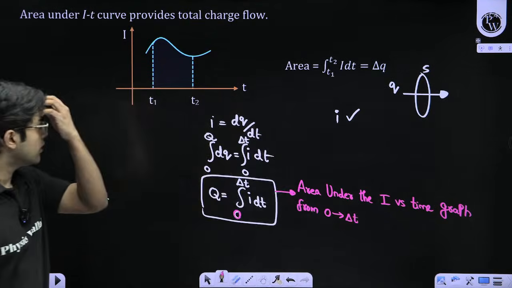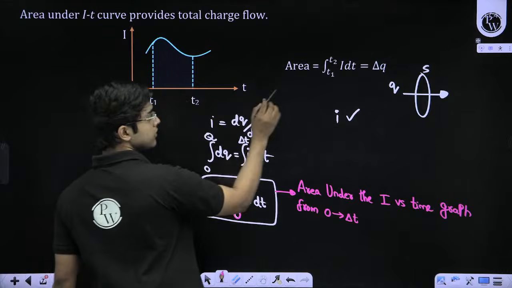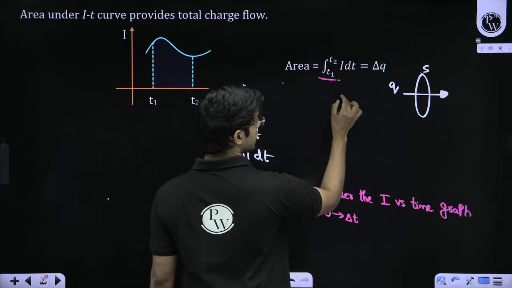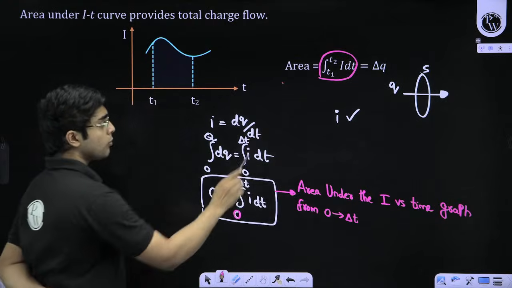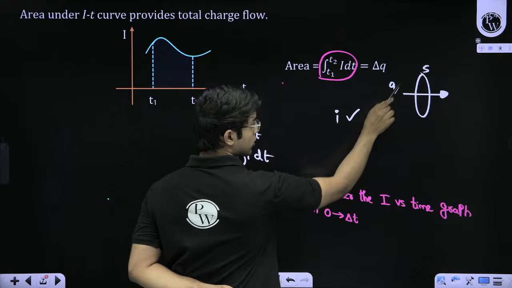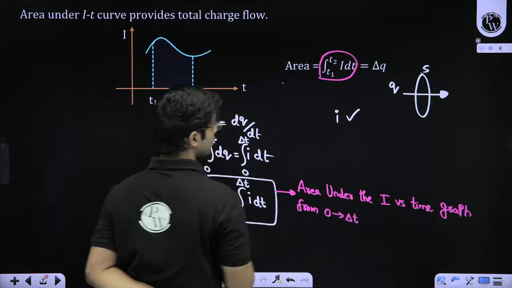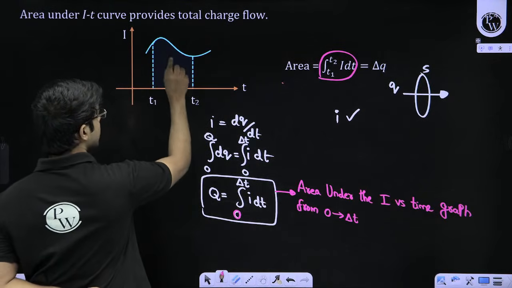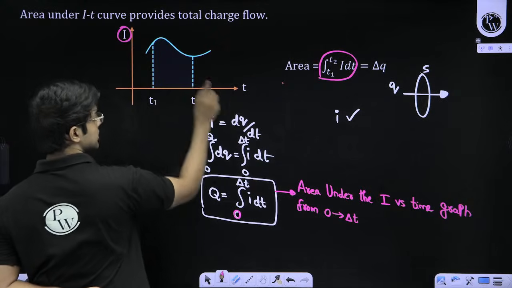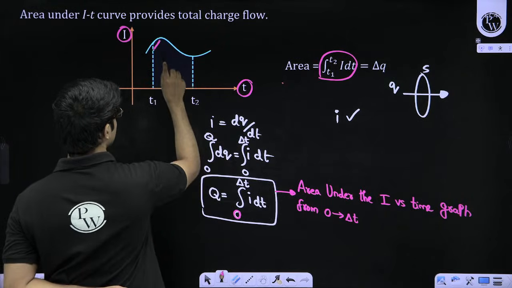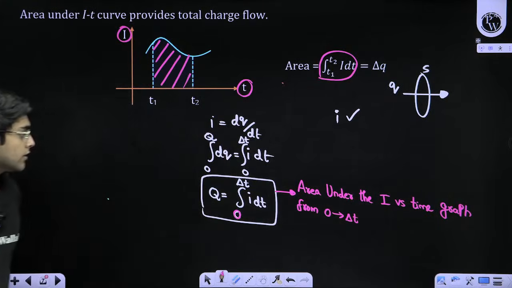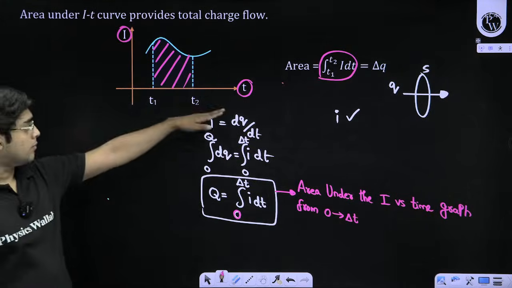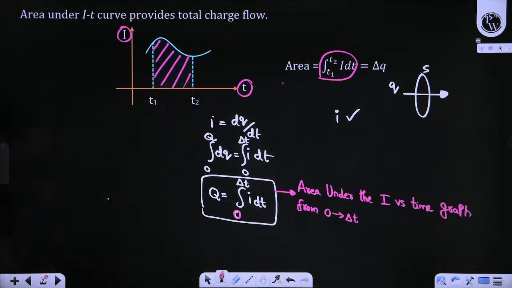Here, in the diagram given, they are integrating the current from T1 to T2. So this will give me how much charge flowed through S from T1 to T2, and that will be the area under the current versus time graph between T1 and T2, which is going to be this area. So the area under the current-time graph gives me the charge flow.